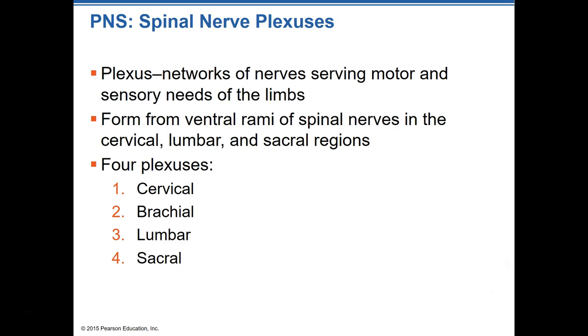A plexus is a network of nerves. There are several spinal nerve plexuses. It's a network of nerves serving motor and sensory needs of a limb. Basically, they start from the ventral rami of the spinal nerves. There are four of those in the body: the cervical, brachial, lumbar, and sacral. Those are spinal nerve plexuses.